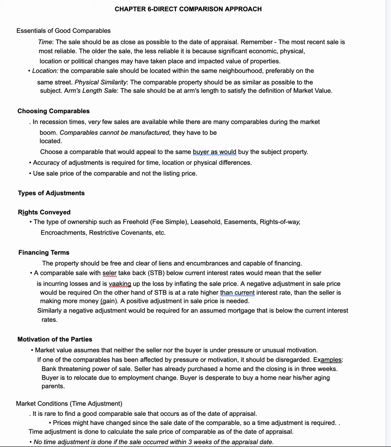The comparable sale should be an arm's length transaction, under conditions that would meet the definition of a market sale or the conditions of market value. So to recap, the sale should be as close as possible in time. The comparable should be located in the same neighborhood. It should be truly physically similar in nature, and it should be an arm's length transaction.